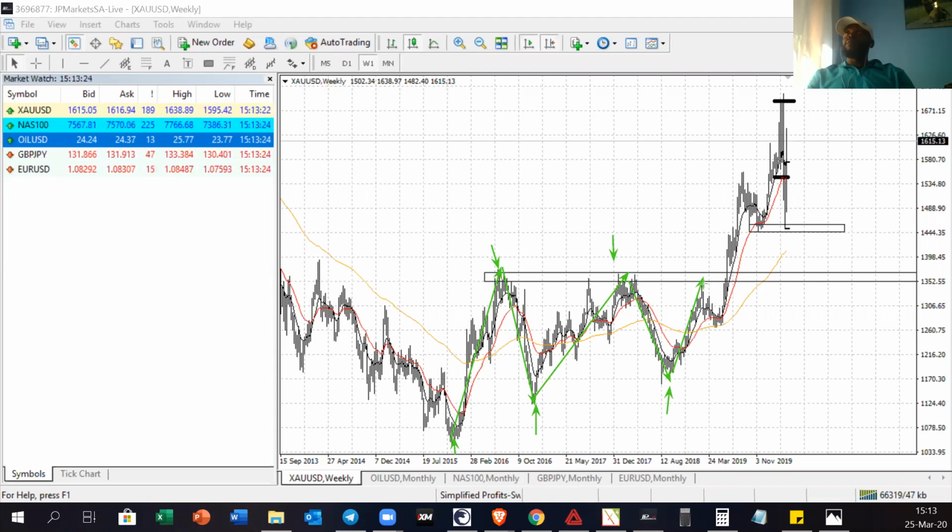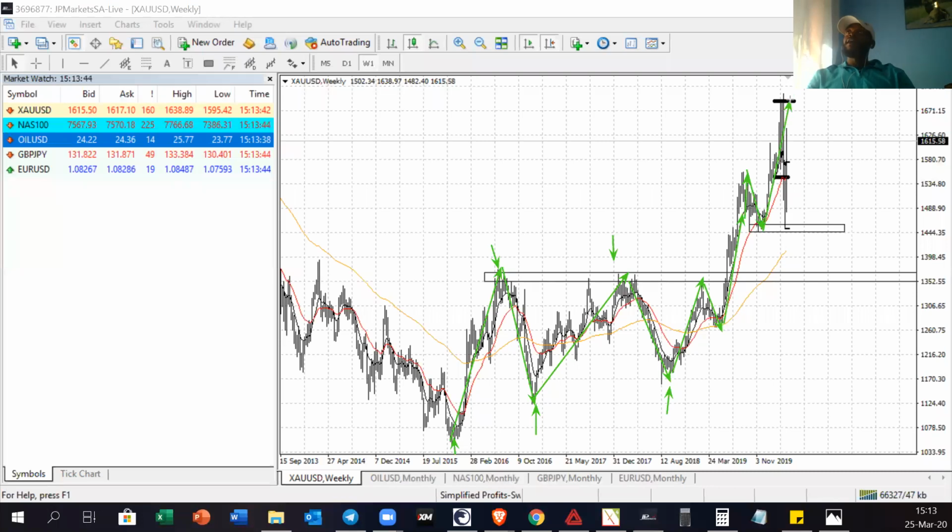And then we pulled back, we got this higher low. We pulled back to the 100 moving average. We pulled back to the 21 moving average. And then we broke. We broke this and it was just lift off. Lift off, we made a higher high. Pulled back, made a higher low.